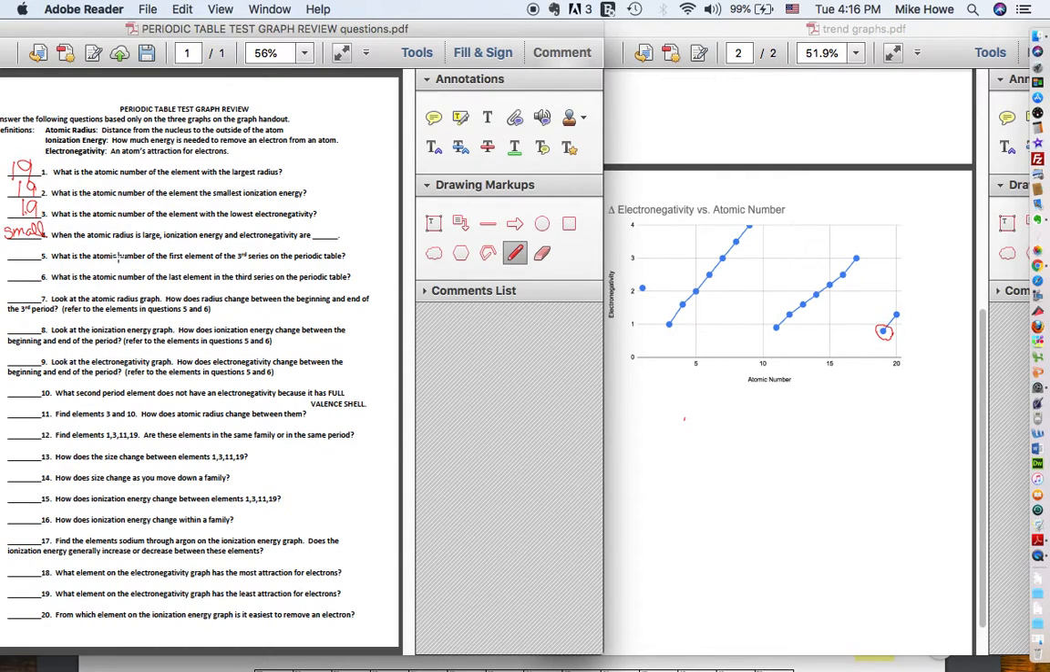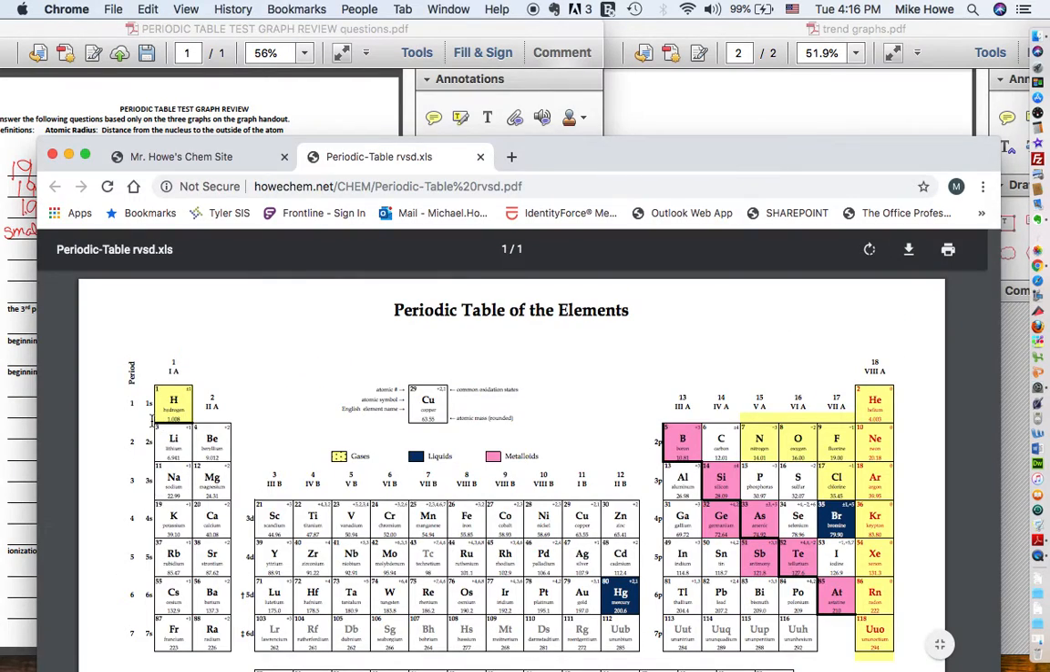Okay, number 5, what's the atomic number of the first element of the third series on the periodic table? Let's go look at the periodic table. This is the first series, the second series, the third series, or first period, second period, third period. The atomic number of the first element in the third period is sodium, or it's 11, which is sodium. The last element in this period is argon.